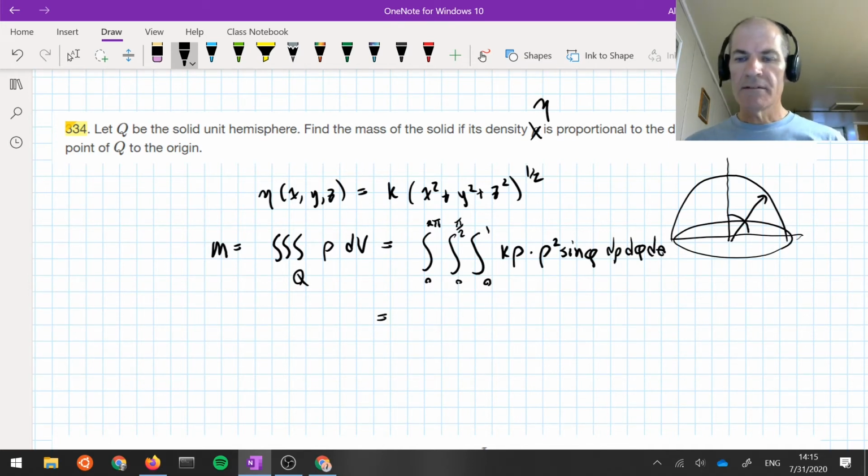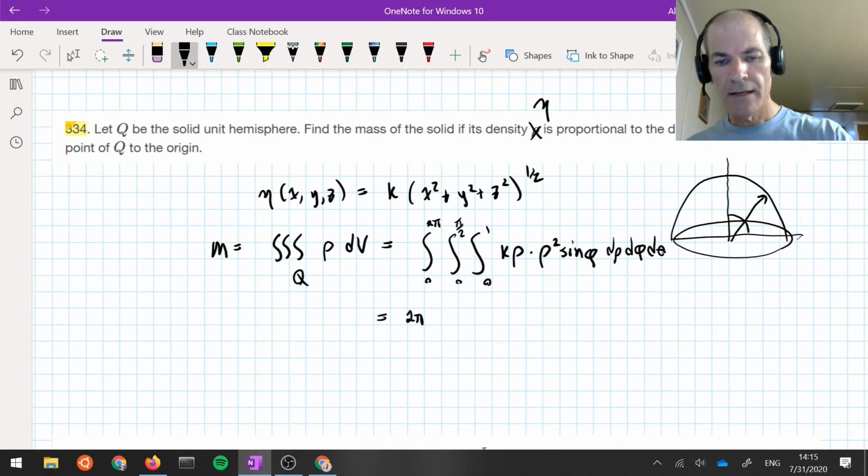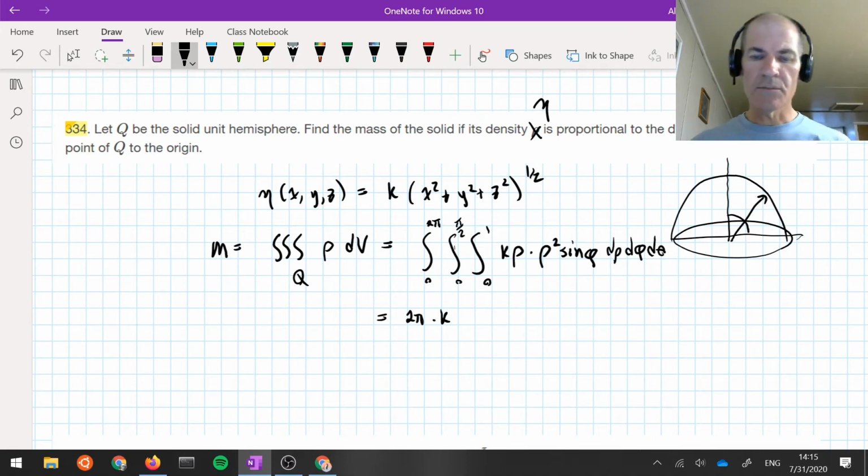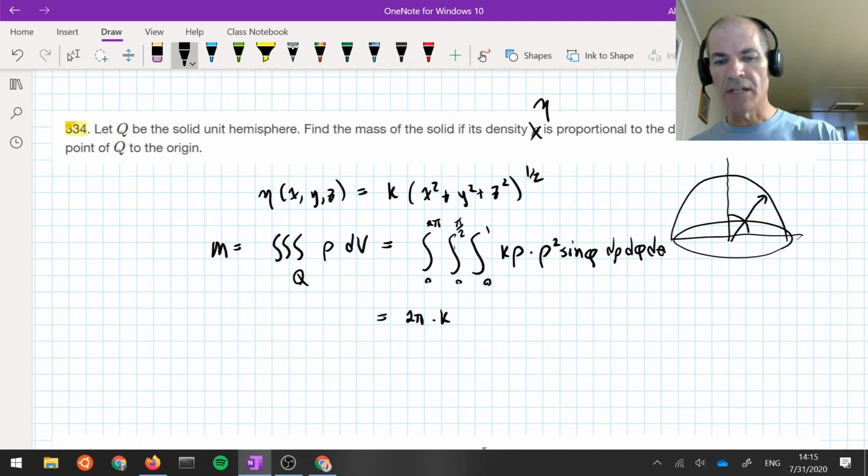Well, as is often the case, the theta integral is straightforward. It's 2 pi because there's no theta dependence in here. There's a factor of k, a constant of proportionality that can come all the way out of the integral. We have a rho cubed there, which we can do separately. That turns into rho to the 4th over 4. When I plug in 1 and 0, I get 1/4.